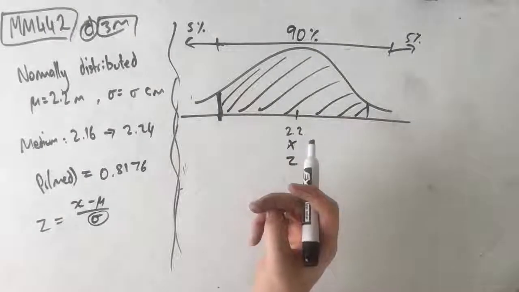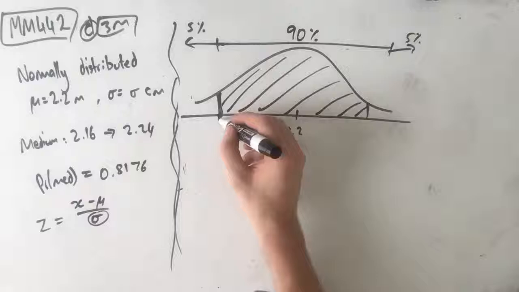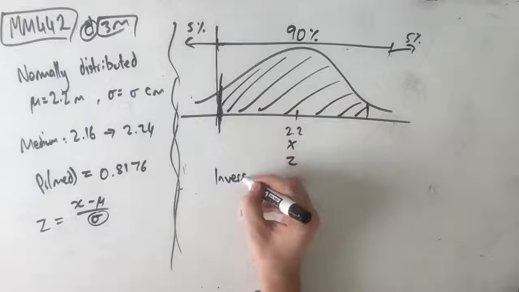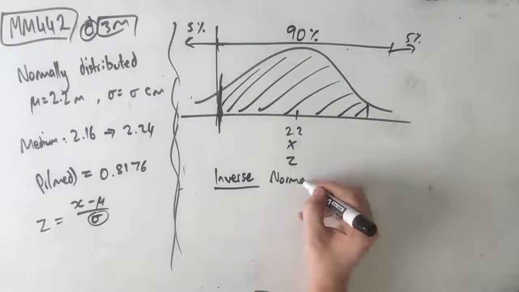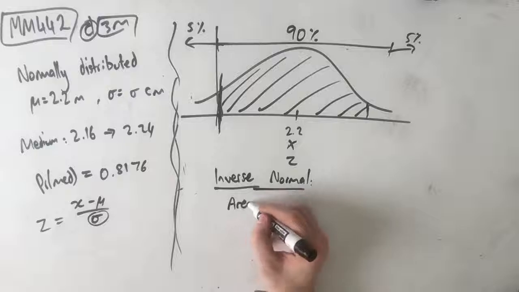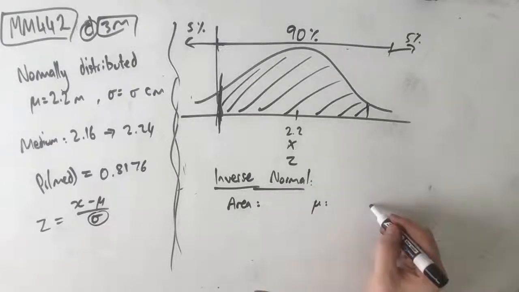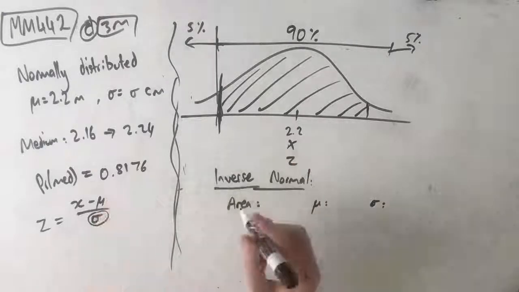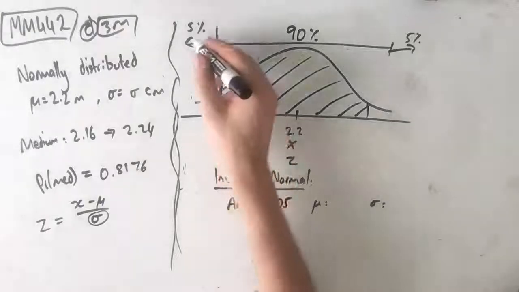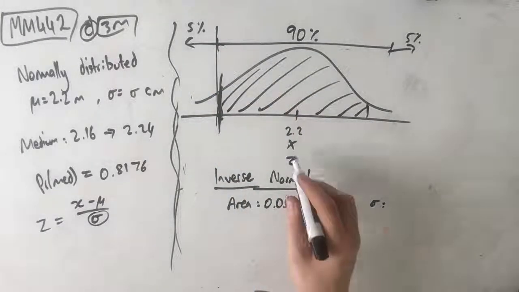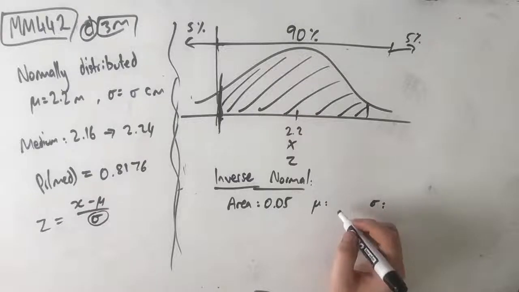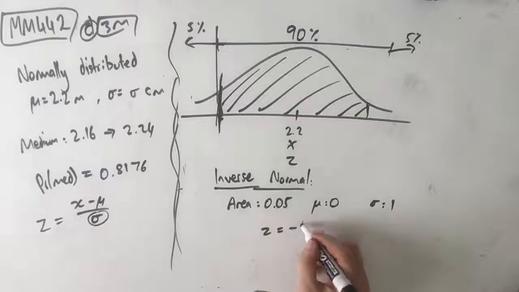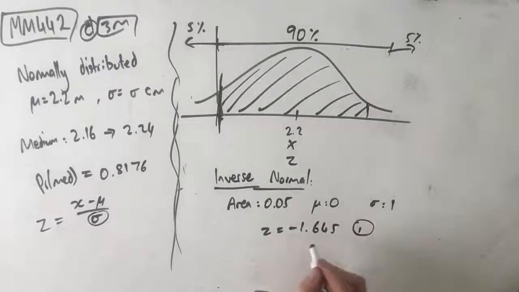Now, what are we going to do here? Well, we know that our area above this point here is 95%, so our 90 and our 5, which means that because we know our area, but we're looking for our z value, we're going to use our inverse normal. So inverse normal asks us for area, mu, and sigma. Area is always, in inverse normal, the area to the left. So our area to the left of this point is 5%, which is 0.05. We're looking for our z value, which is our standard normal distribution, so our mean is 0, standard deviation is 1. What we get here is z equals negative 1.645. This is our first mark.